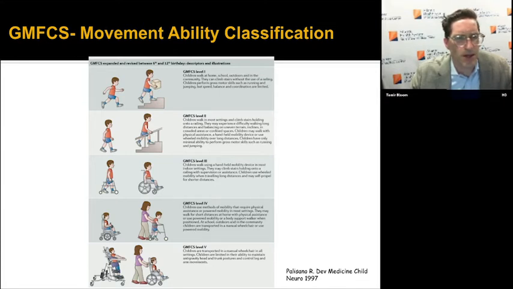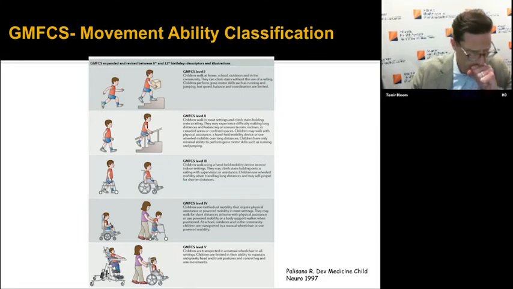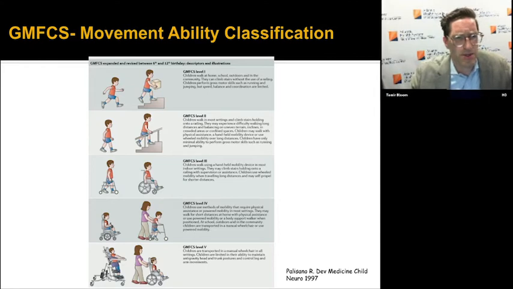The level 3s use some type of handheld mobility device in indoor settings and wheeled mobility outdoors for long distances. The level 4s require some kind of powered mobility in most settings, although they may have some limited ability to ambulate with a supported walker. And the level 5s are entirely dependent on wheeled mobility and require 24/7 care.